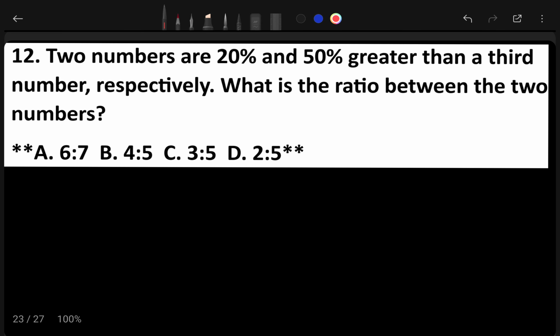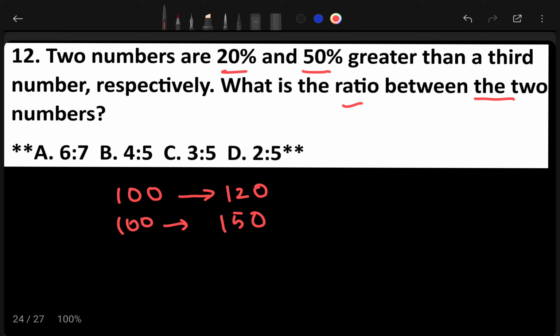Two numbers are 20% and 50% greater than a third number respectively. What is the ratio between the two numbers? We shall assume the third, or initial, number is 100. One number is 20% greater, which means it is 120. Another number is 50% greater, which means 150. Now it asks for the ratio between the two numbers, 120 by 150. Cancelling, 3 fours are 12 and 3 fives are 15, so it is 4:5, option B.